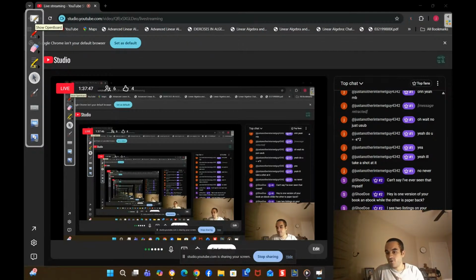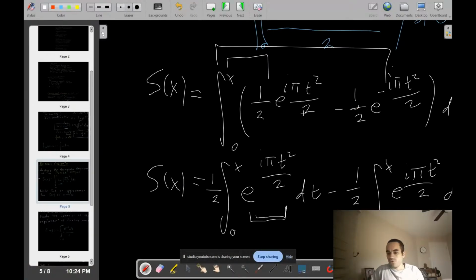Also, Pseudo, let me know if everything's okay on your end when it comes to purchase. But yes, right now we're looking at this integral. So for this guy right here, what we should look at is doing some sort of Gaussian manipulation, because this is e to the power of some constant times t squared, right?